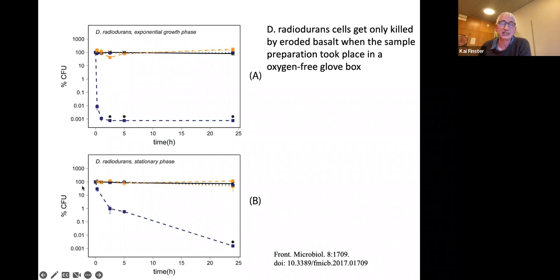That means that our artificial Martian regolith has a very, very strong effect in terms of killing cells, even the cells of Deinococcus radiodurans, which is famous for its resistance to both desiccation and radiation. But apparently, subjected to our abraded basalt, the cells die, and they die quite quick.